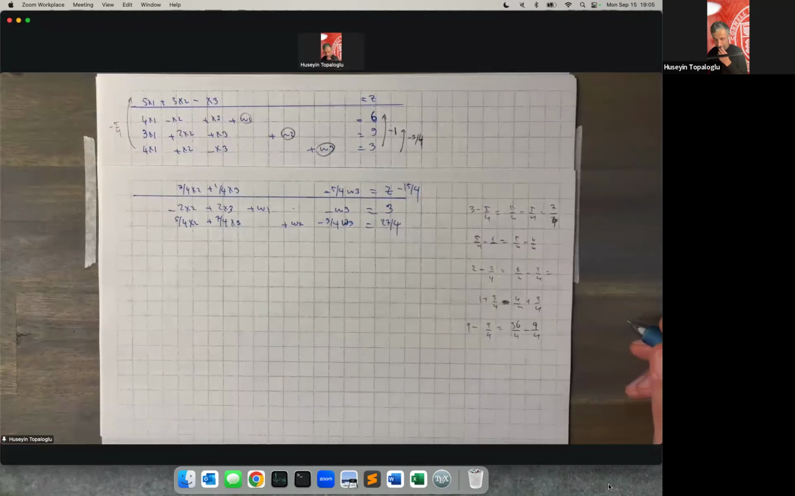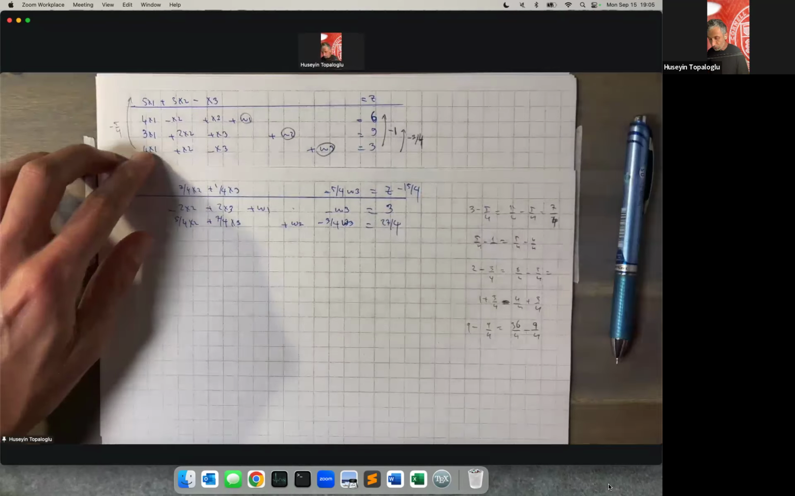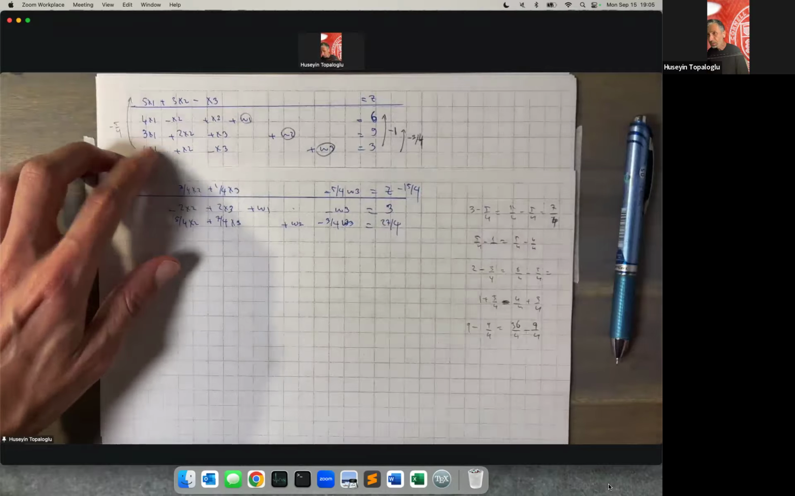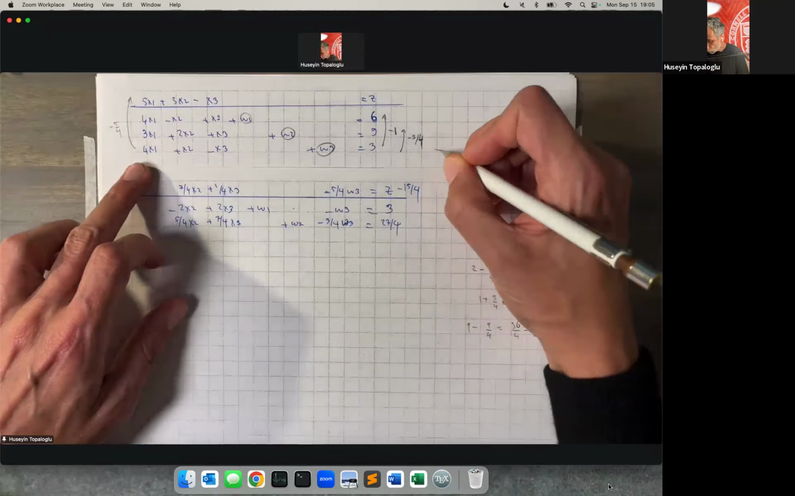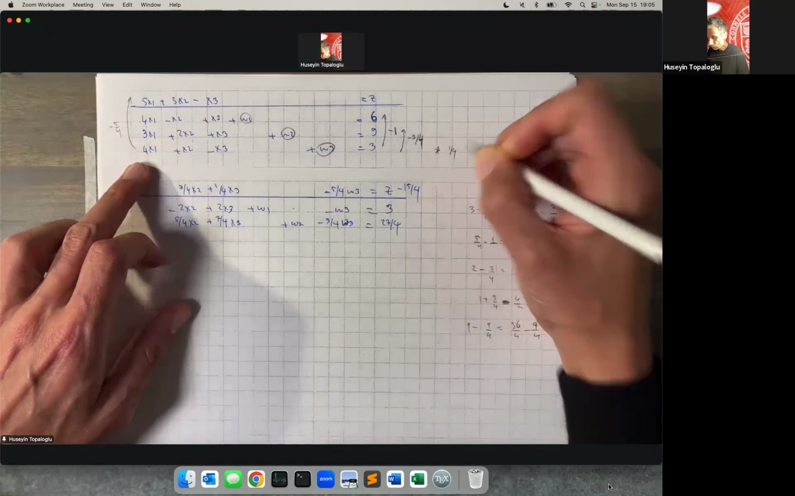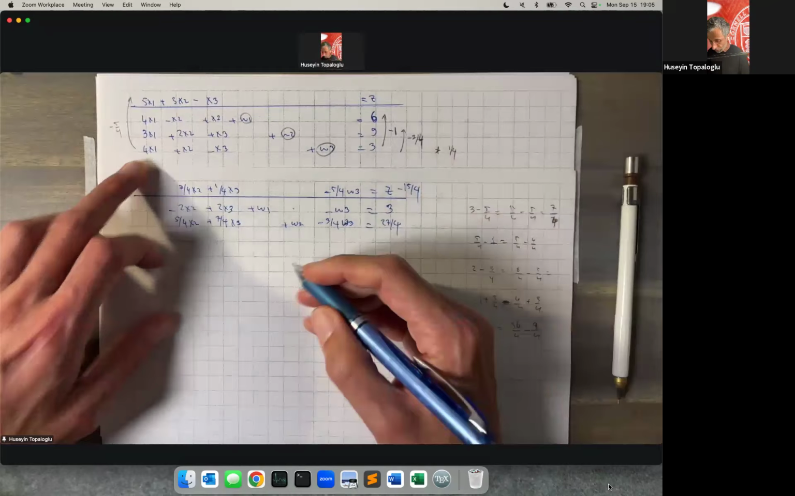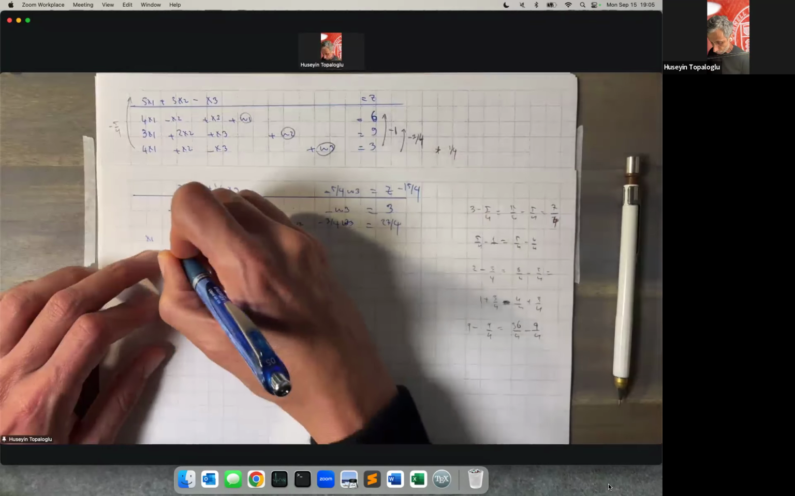Okay. And lastly, we want x1 to appear in the third constraint row. You want x1 to appear in the third constraint row with a coefficient of 1. So we're going to multiply the third constraint row by 1 over 4 so that x1 appears here with a coefficient of 1.